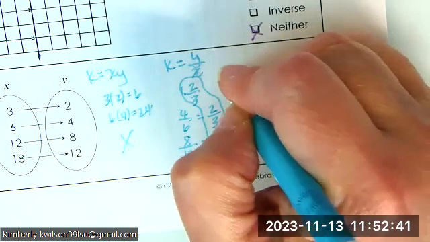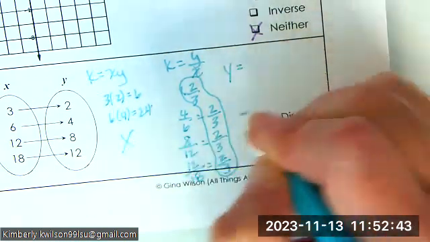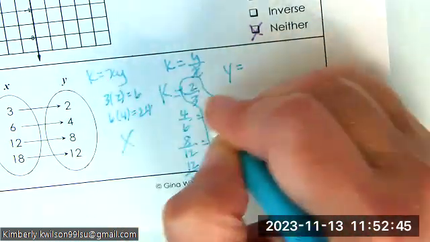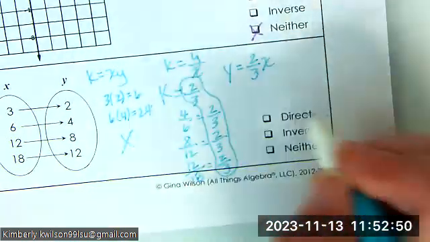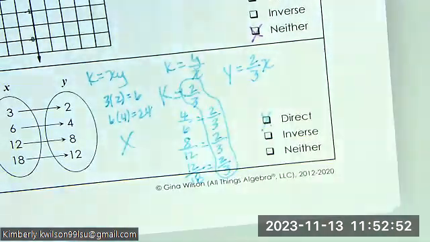So therefore, my k equals 2/3. So it's y equals 2/3 x, and it's a ratio. So therefore, this is direct variation. Again, if you have any questions, please make sure that you ask, and you'll have a great day.